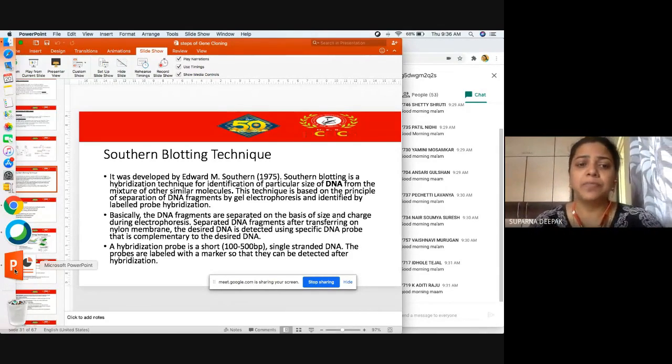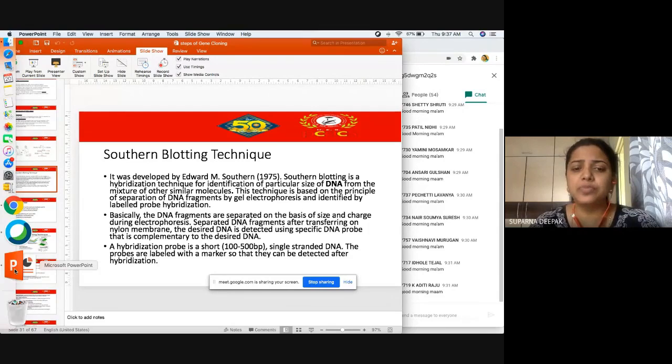Yes. So basically the DNA fragments are separated on the basis of size and charge during electrophoresis, and the separated DNA fragments are transferred onto your nylon membrane, whatever, any membrane which will hold on to these macromolecules. Yes, you have already seen a nitrocellulose membrane. It looks like a filter paper. Yes. So the desired DNA is detected using specific DNA probes that are complementary to the desired DNA.